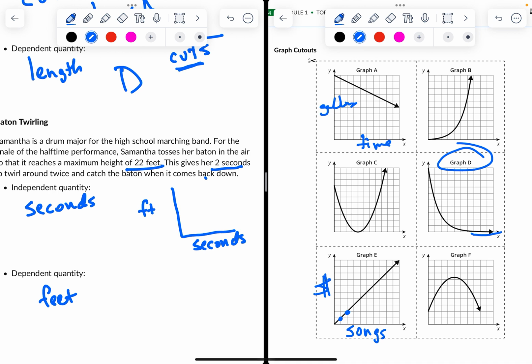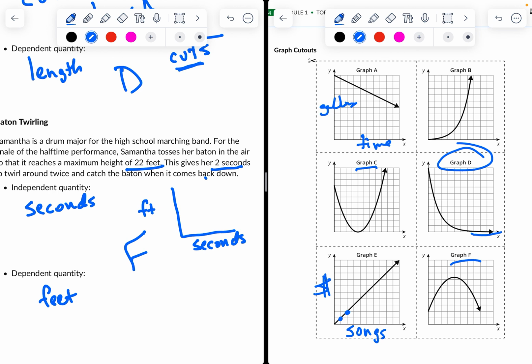Now, she's throwing the baton up and it's coming back down. So we either have the choice of graph C or graph F left. Well, which one of those looks like it's going up and then coming back down? Hopefully you can see that's graph F.